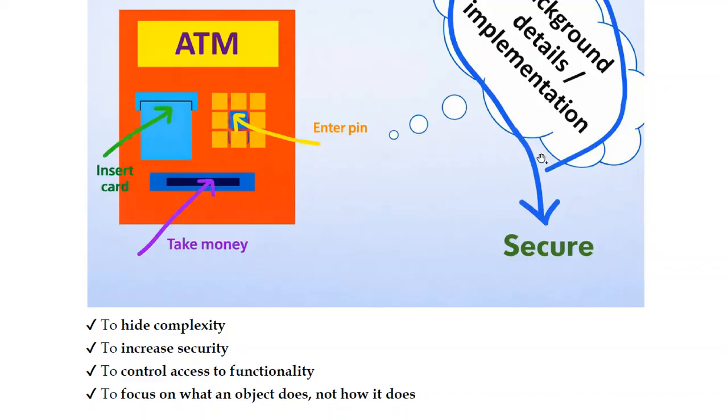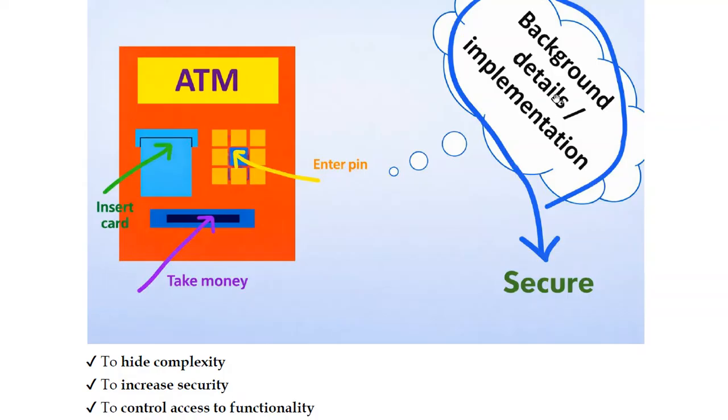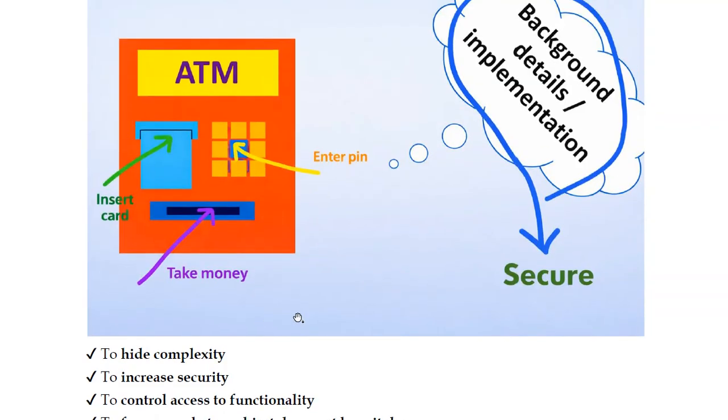So we hide the complexity. It's a background process, very difficult to understand, so we are hiding it to increase security. If anyone can understand or modify this logic, there is no security. Am I right? Anyone could access it, so there is no privacy. So we are providing security to those background details. It is hidden from users to control access to functionality. Who can access this? We have that control.